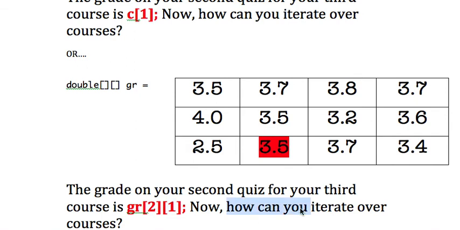Okay. Now the next question is how you can actually iterate over the courses. And it's very simple. You can create a for loop that goes from 0 to the number of rows, another for loop that goes from 0 to the number of columns, and use that to iterate, and we'll see how to do that.